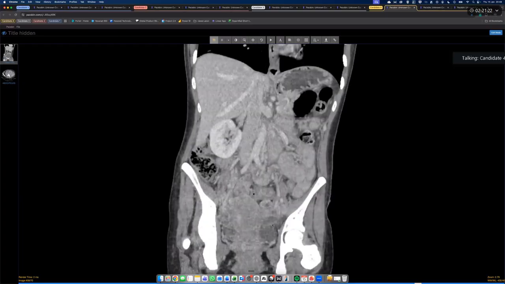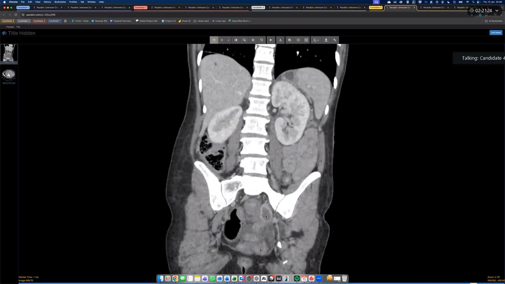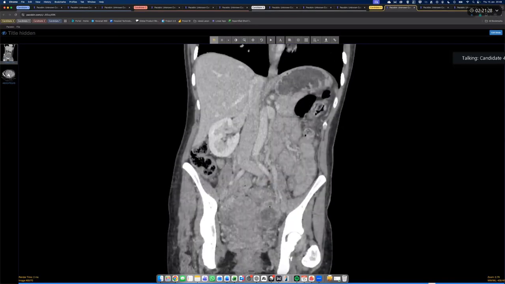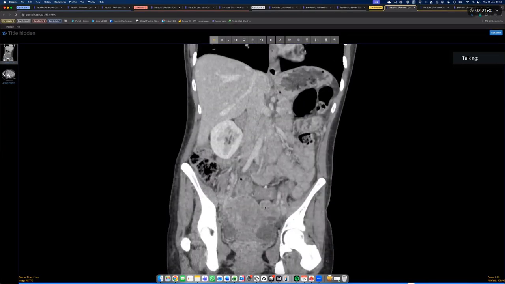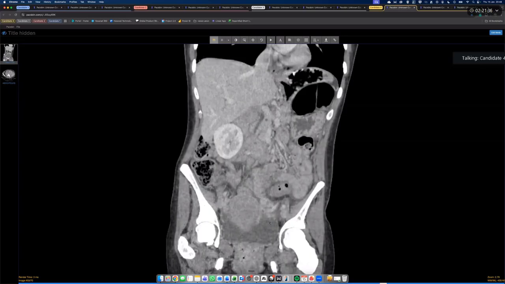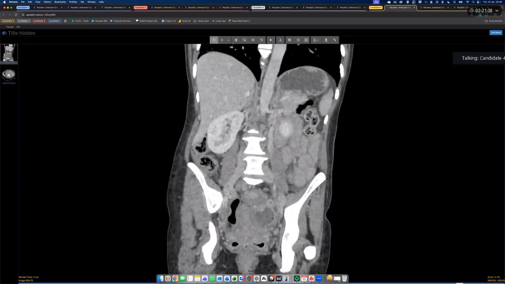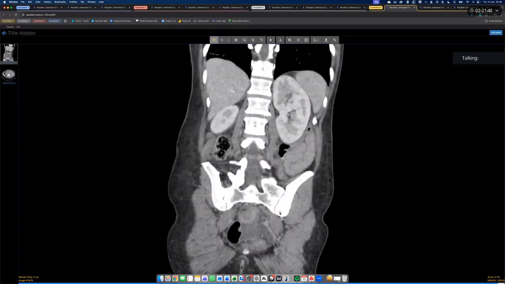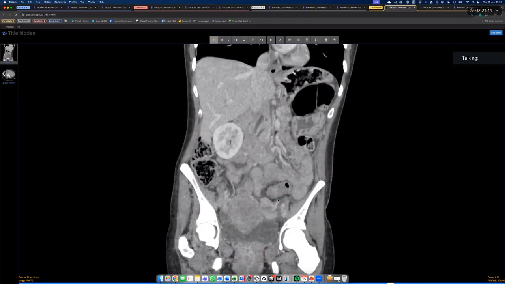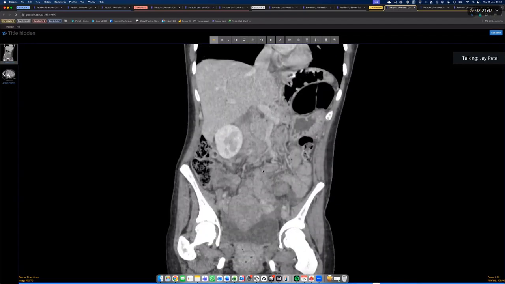Other possibility for this, okay, so I can see this seems to be connected to the. So this could be a dilated fallopian tube. Good. Can you summarize your findings, please?